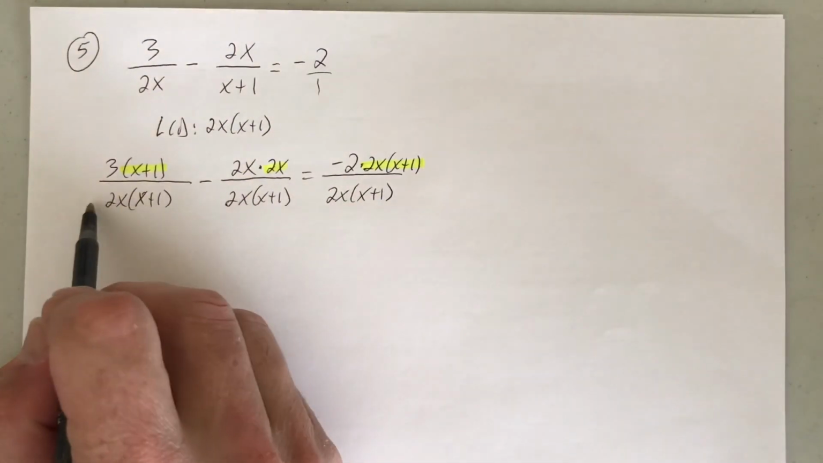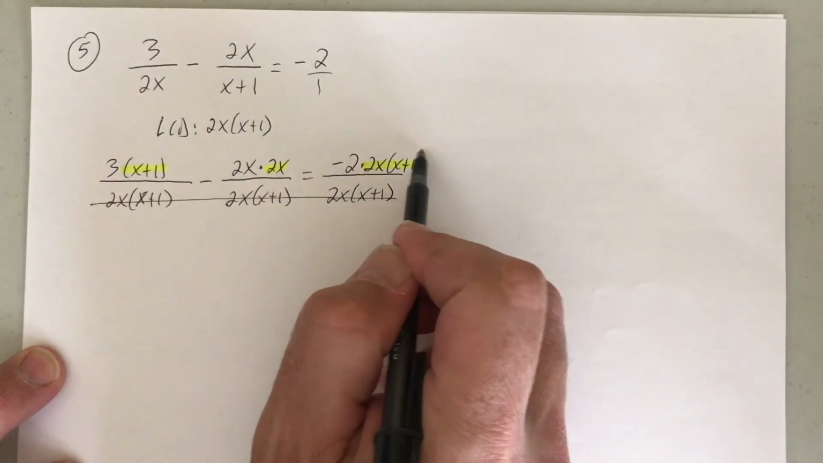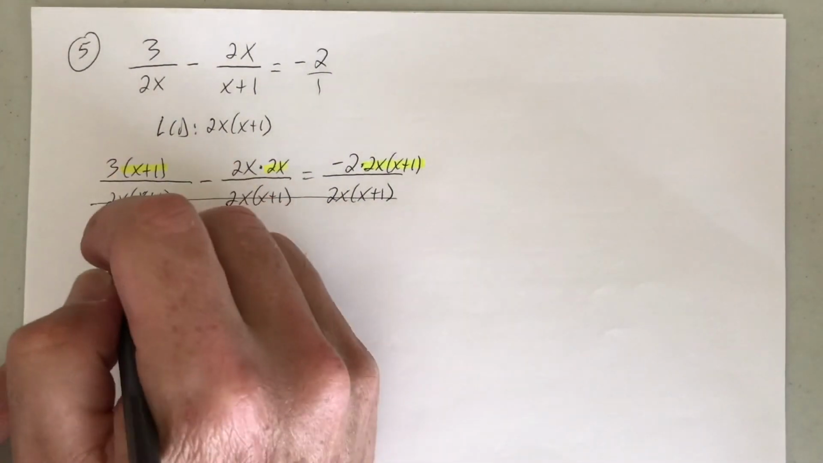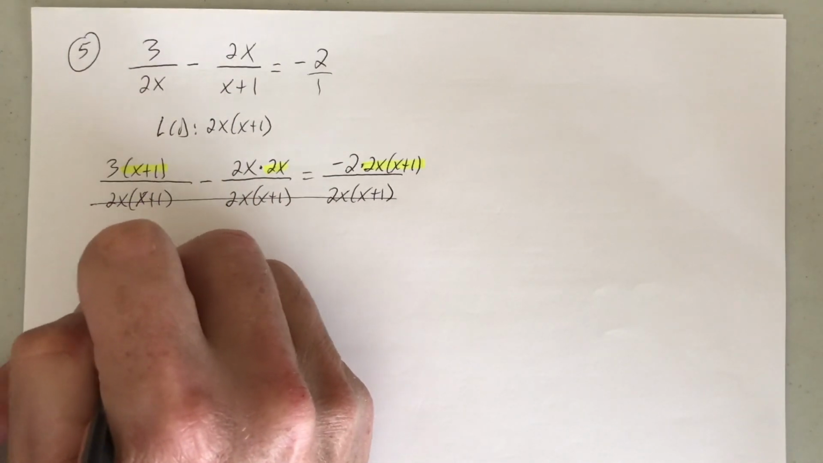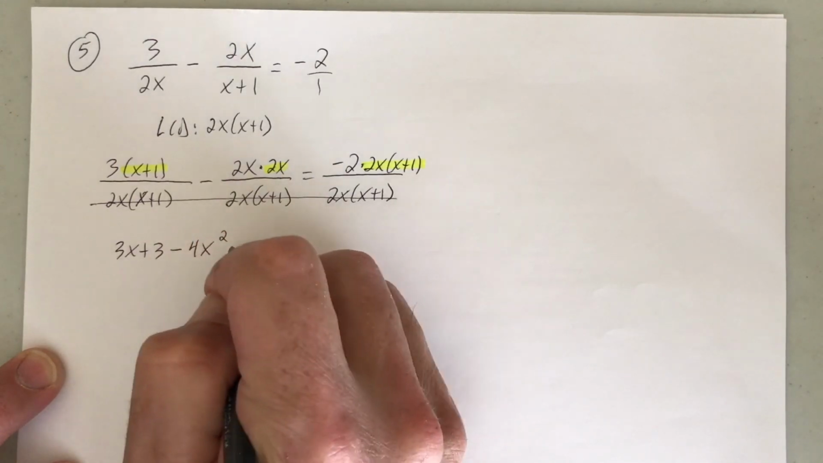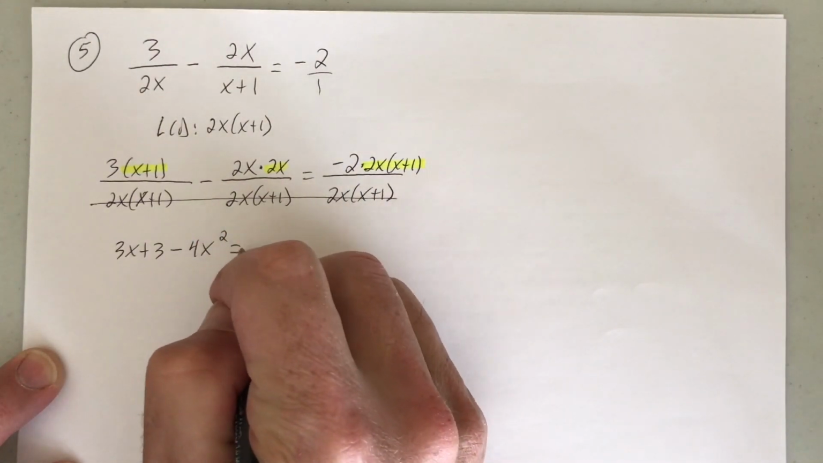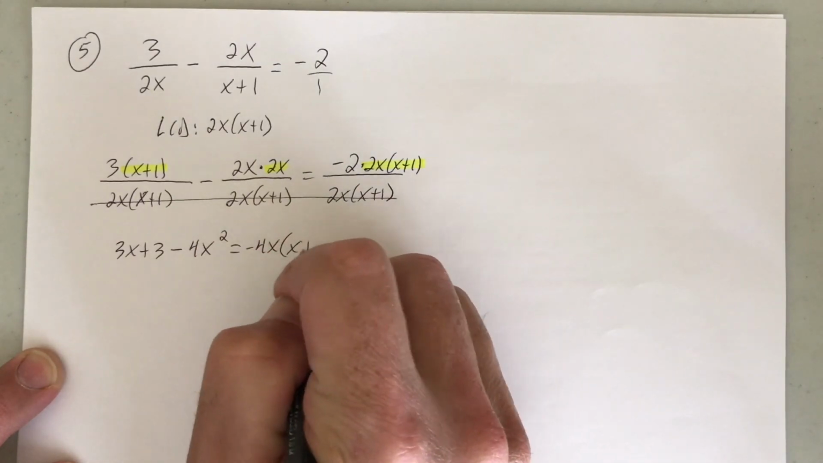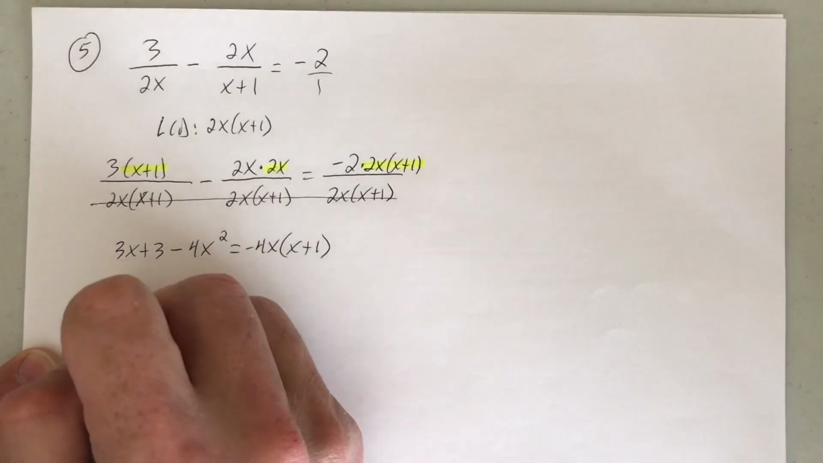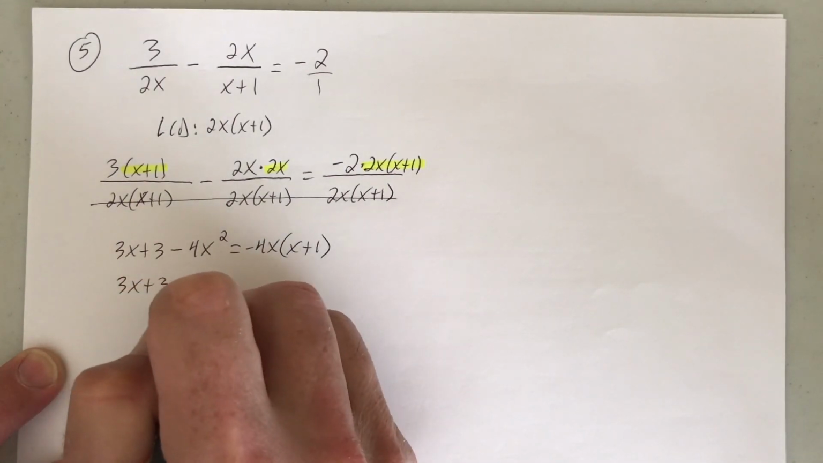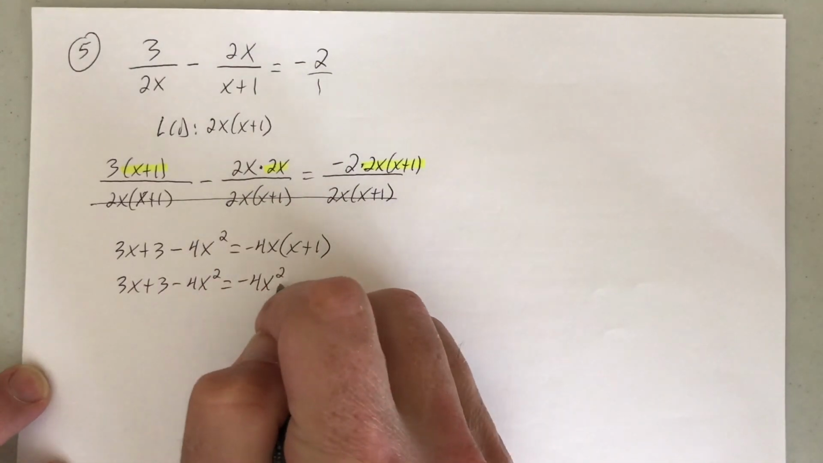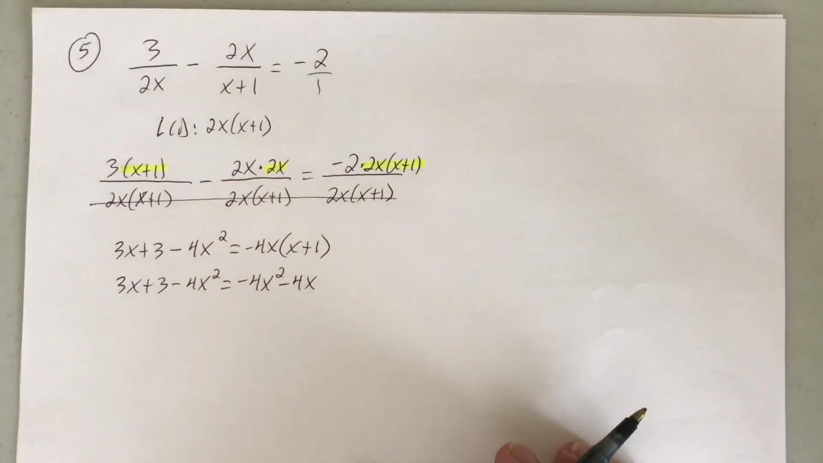So now I can basically get rid of this, and all of my numerators are going to be the equation I'm going to solve. So I could do a little simplifying as I'm rewriting it. So distributive property here would be 3x plus 3 minus 4x squared. I can multiply these two, which is minus 4x times x plus 1. So now I can go ahead and do the distributive property here. So I got 3x plus 3 minus 4x squared is equal to negative 4x squared minus 4x. And now let me go ahead and solve.